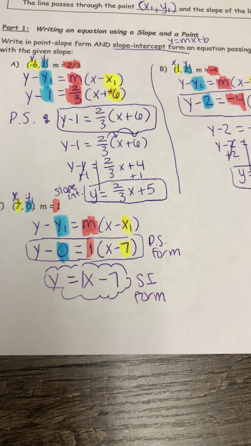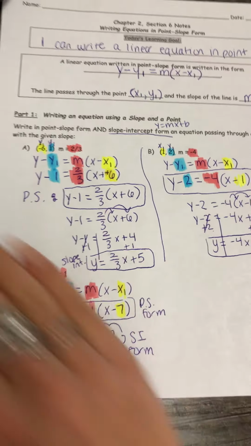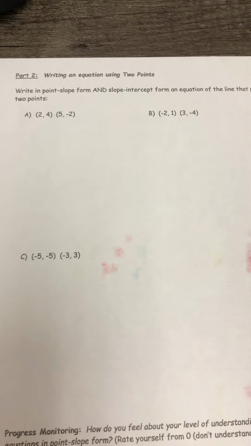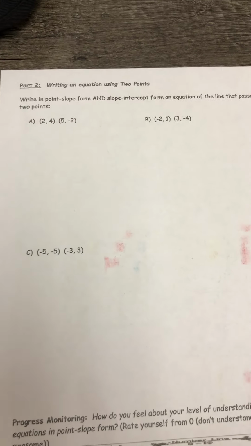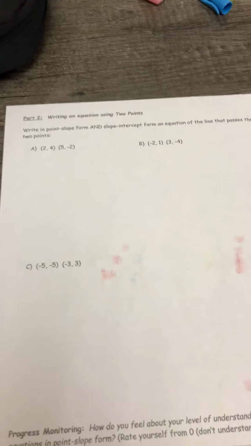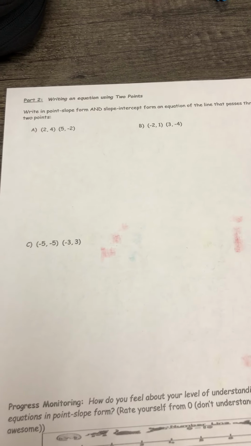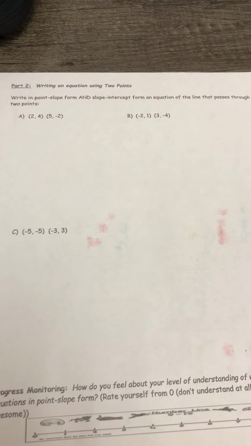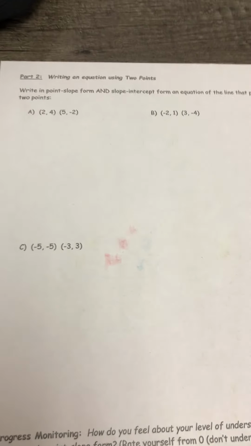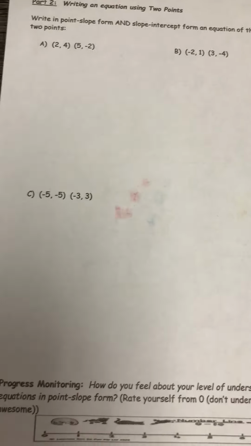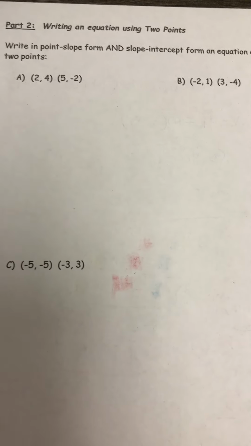Okay, when you're ready, you can go ahead and flip it over. Okay, part 2, writing an equation using 2 points. The directions say write in point slope form and slope intercept form of the line that passes through 2 points, just like we did on the front. So it's going to be a little bit different now.